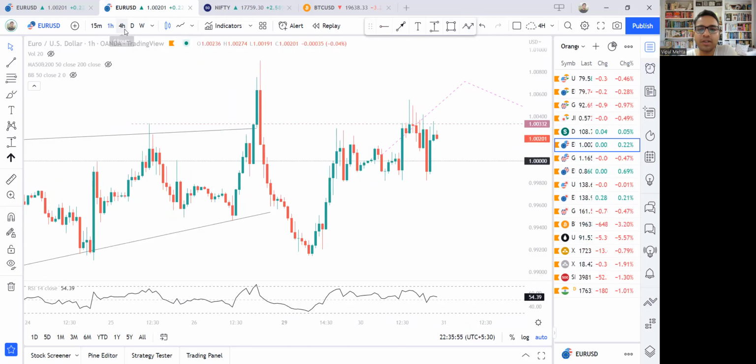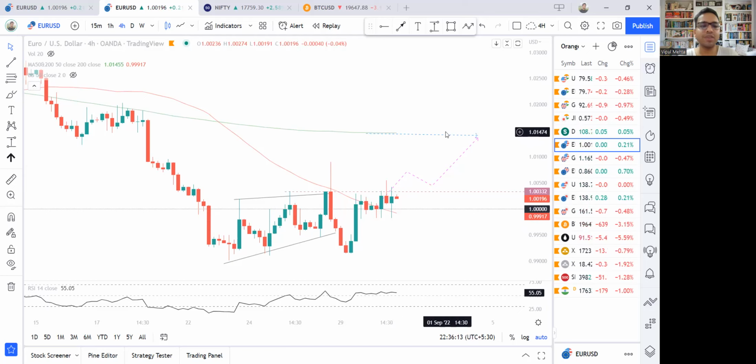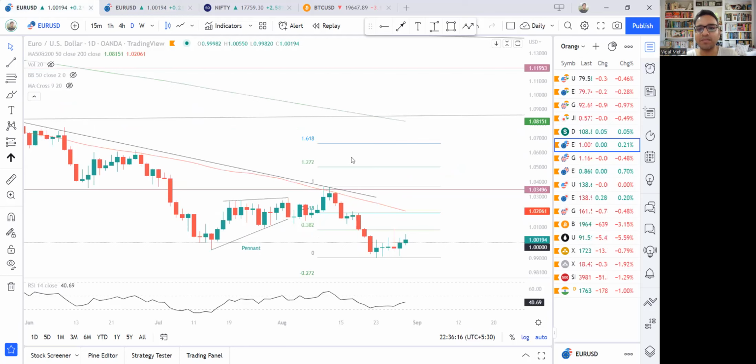So this is also an interesting point to keep an eye on. I think this is going to be an interesting level, and once this level is breached, my assumption is 1.0145, which is this 200, is going to come very fast. Very fast, if and when this is breached. So catch it if you can. Will be the game then.